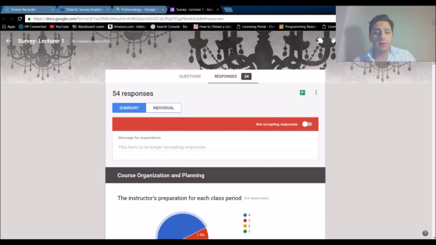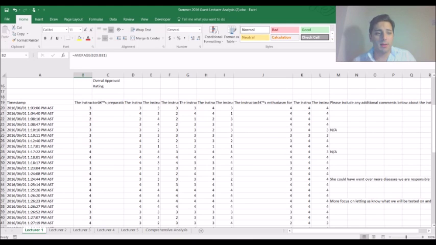Google gives us an Excel spreadsheet that looks something like this. It has the timestamp, who filled out the survey and when. It has all the numeric, all the quantitative data we have. There's an additional comment. These are qualitative data. We can use it. We can code them in order to extract some useful keywords. So let's go through it.